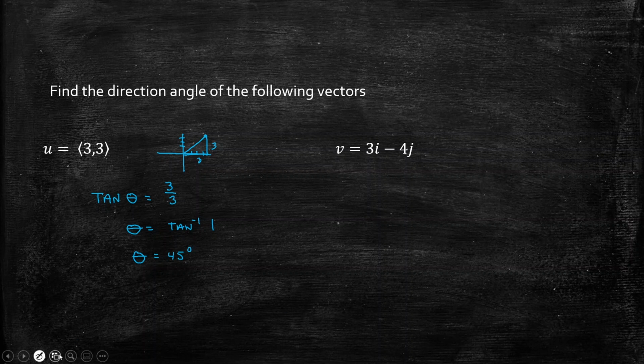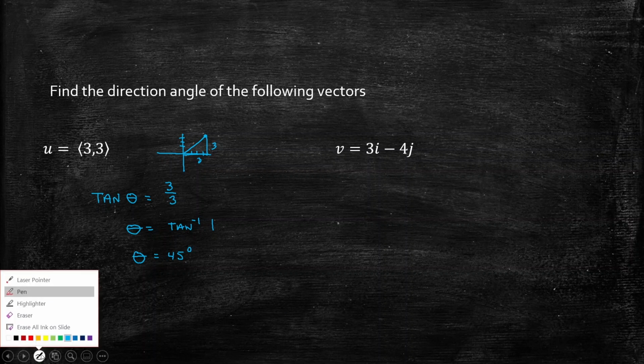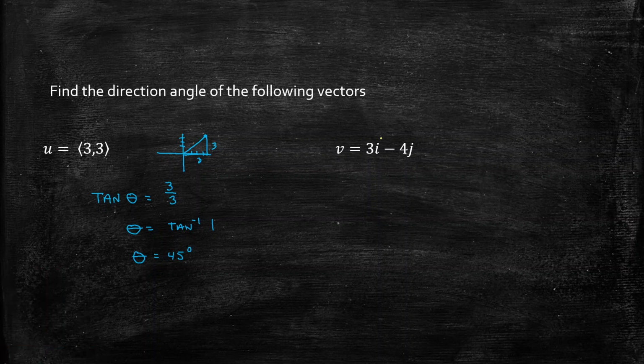Okay, let's try one that's not quite so obvious. Going over here, I have vector 3i, 4j. Remember, this is just another way of writing that vector here of 3 and negative 4. This and this are equivalent ways. They're just different ways of writing the same thing. Sometimes we prefer to use this format when we're adding a bunch of vectors together. It makes a little more sense.